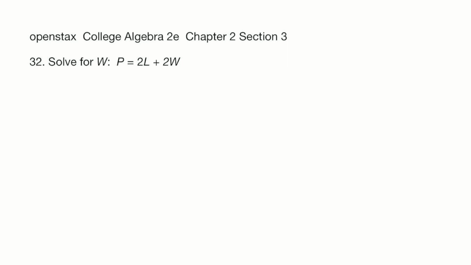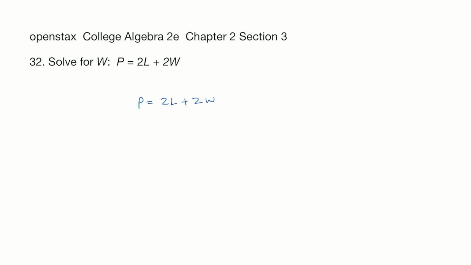Okay, so in this formula, P is the perimeter, L is the length, and W is the width. And so we're dealing with a rectangle. All right, so let's write down our formula. P equals 2L plus 2W.